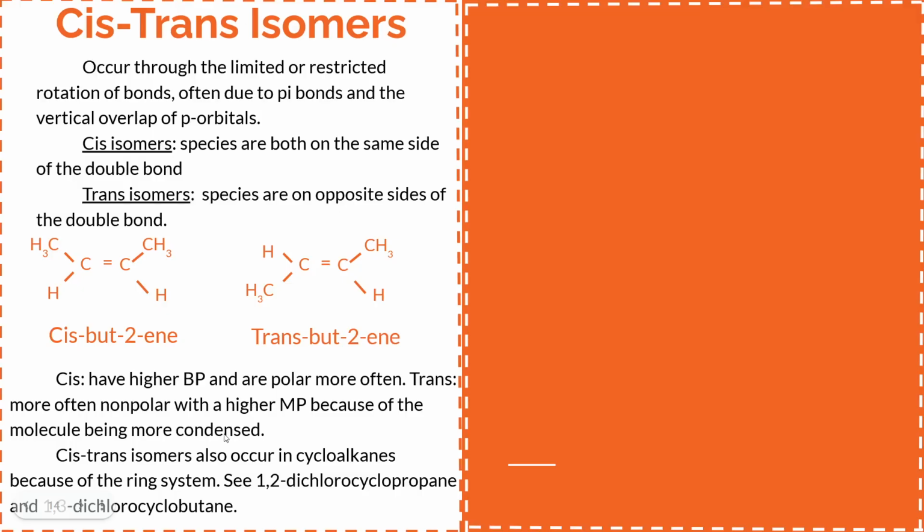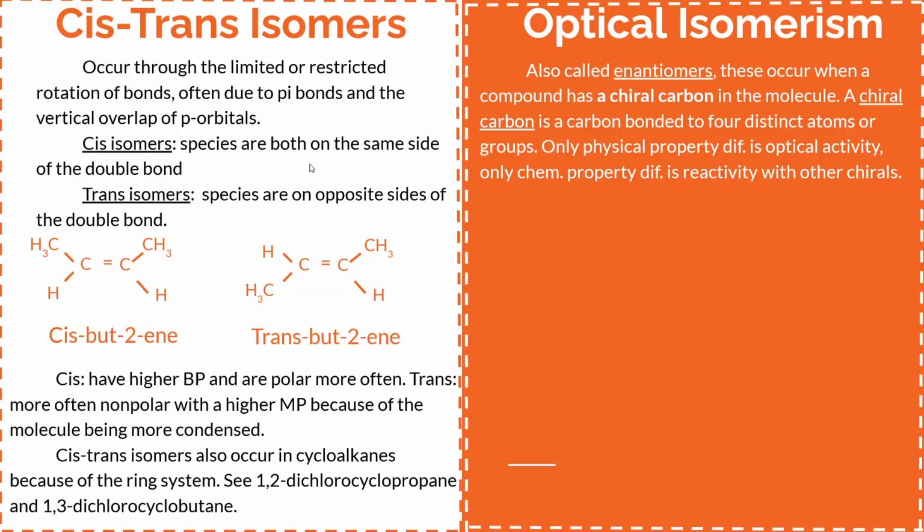Cis-trans isomers also occur in cycloalkanes because of the ring system. Now, I want you to look up at some point, if you want to know more, 1,2-dichlorocyclopropane and 1,3-dichlorocyclobutane. Optical isomers are also called enantiomers, and these occur when a compound has a chiral carbon in the molecule. A chiral carbon is a carbon bonded to 4 distinct atoms or groups. The only physical property that is different is its optical activity. The only chemical property different is reactivity with other chirals.